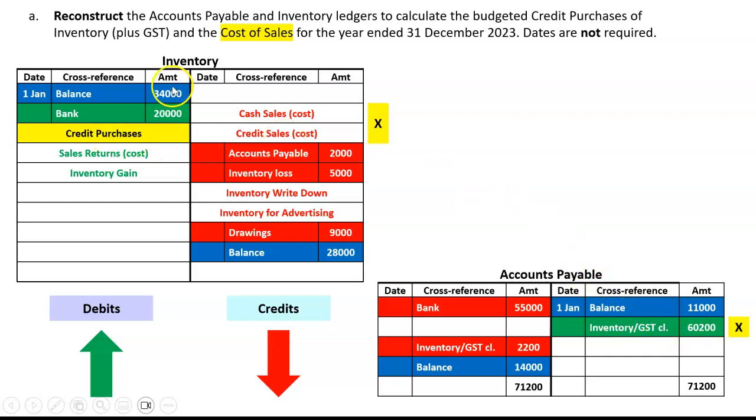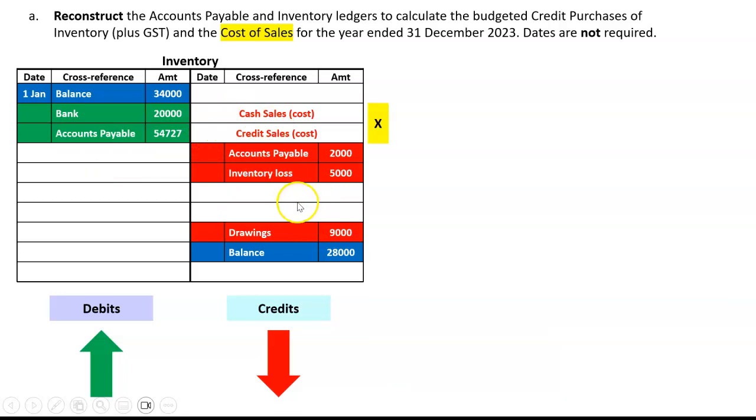Because now I just want in inventory the credit purchases, I don't want the GST, so I'm going to have to get GST out of 60,200. So I'm going to divide that number by 1.1, and that would go there. So 60,200 divided by 1.1 is 54,727. And that is everything. The sales returns, inventory gain wasn't there. This is going to be X, and these two things weren't there, so let's get rid of them.